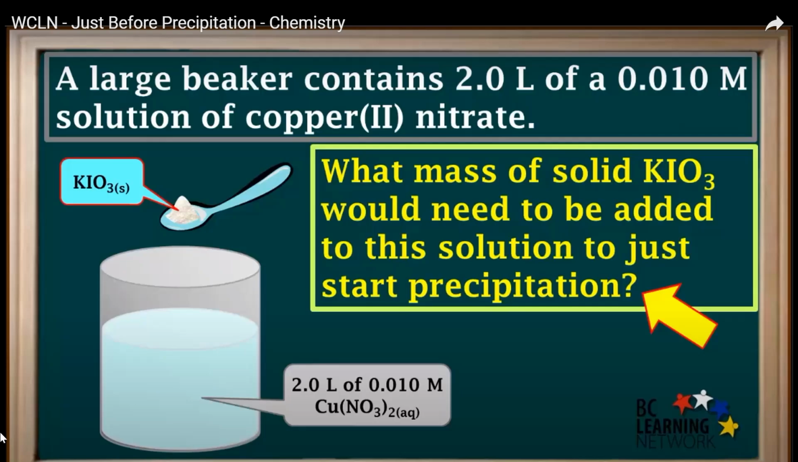Okay, well, we're going to start with the ones that are given in the question. We're going to start with copper(II) nitrate, Cu(NO3)2. We also have KIO3. Now, if we combine our K and NO3, we will get KNO3. And if we combine our Cu with our IO3, we get Cu(IO3)2.